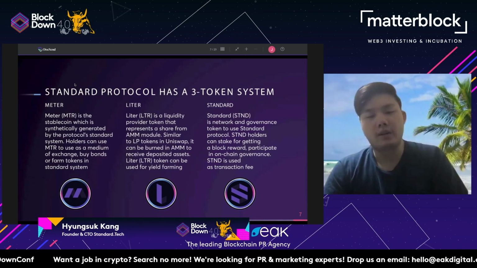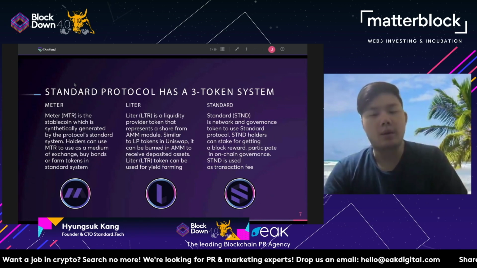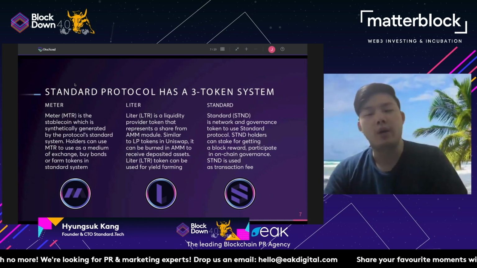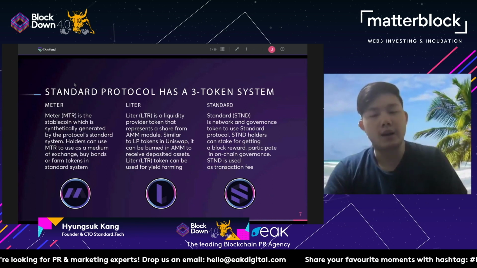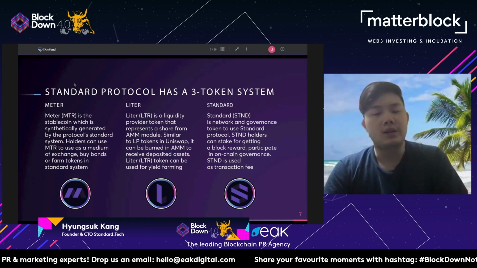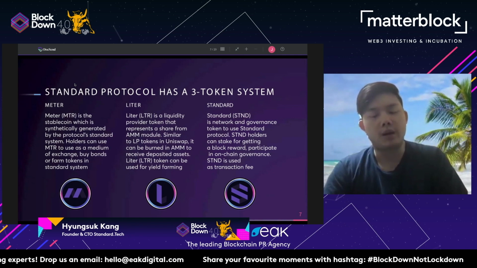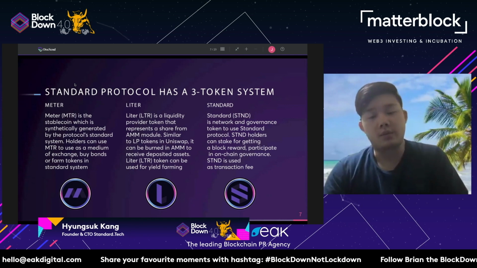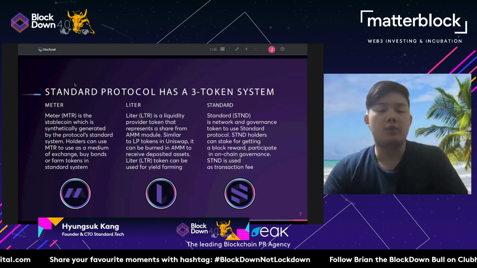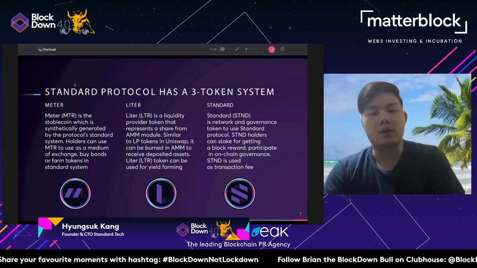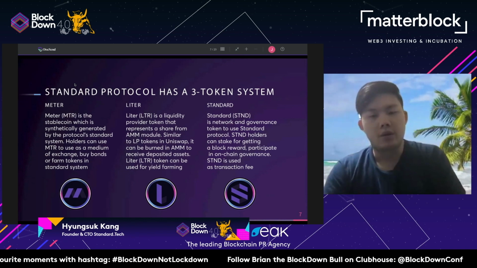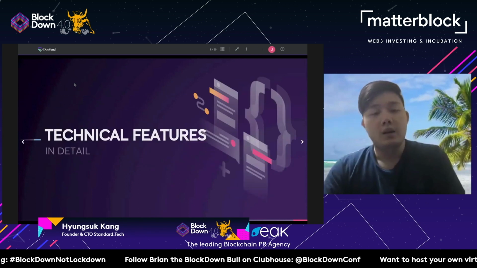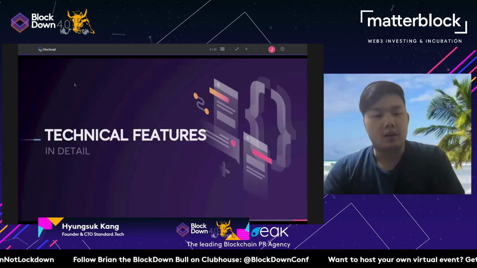And Standard is the governance token of our DeFi Standard ecosystem, where people can propose new synthetic assets or new CDPs to prevent a Black Thursday, like what happened to MakerDAO, or a stability fee could be applied. We try to bring more roles to the governance protocol as the protocol extends to serve more DeFi apps. So here are some details on the technical features.